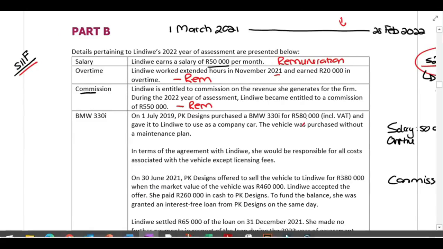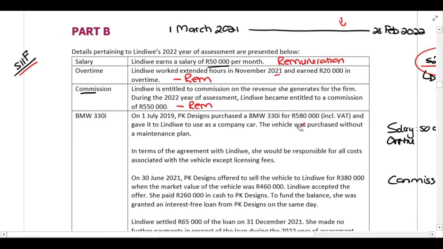Okay, so BMW 330i is the next one. On the 1st of July 2019, so that is the 2020 tax year, PK Designs purchased the BMW for 580,000 rands, including VAT. Could they claim the VAT on that, guys? No, input tax would be denied. And they gave it to Lindiwe to use as a company car. The vehicle was purchased without a maintenance plan. It's a company car.